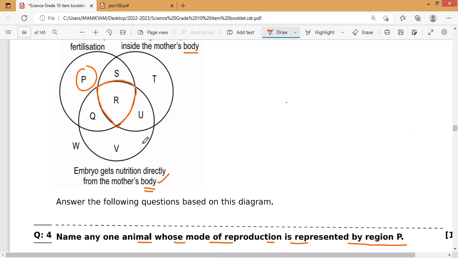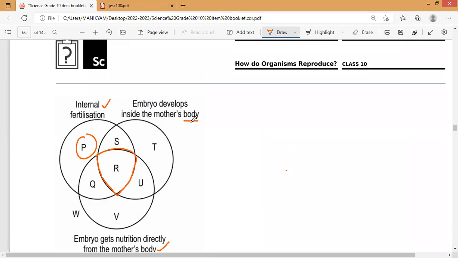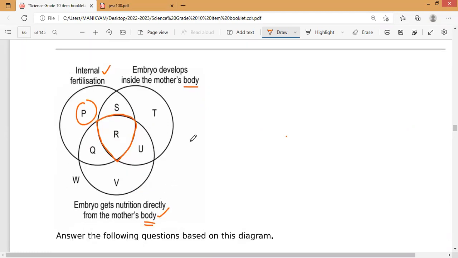Only internal fertilization happens. No, the embryo will never develop inside the mother's body. Understanding? It will never get nutrition directly from the mother's body. Anyone? Kevin, use your mind. Only internal fertilization, Kevin. Please don't be foolish like this. I want only internal fertilization, and after that, nothing will happen. Anyone, please think, you will get it.